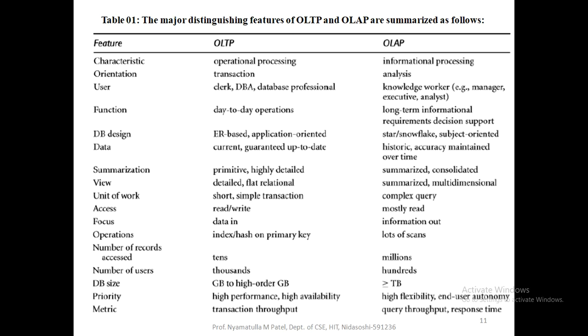Next feature is the number of users. The number of users that can use OLTP at a time is in the thousands, whereas in OLAP it is hundreds. What is the size of the database? In OLTP it is GB to higher order GB. In OLAP it is more than terabytes. Priority: what is given more priority in OLTP? Performance and availability, because as you are dealing with online transactions, the performance of the system should be high as well as highly available. Whereas OLAP should be highly flexible and should have end user autonomy. Metric: transaction throughput for OLTP, whereas for OLAP it is query throughput and the response time.